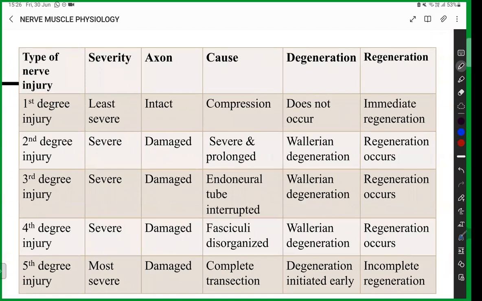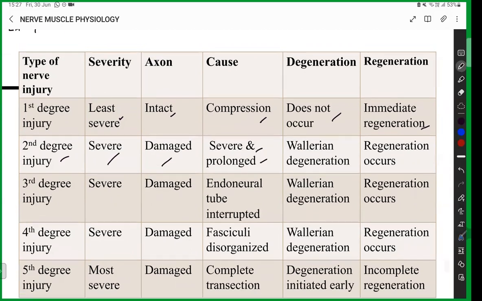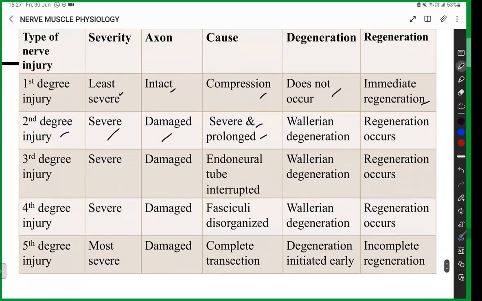Okay, so the tabular column is more than enough for you. Axon, how it occurs, how the severity will be, everything is given in this single tabular column. This tabular column is more than enough. 1st degree injury, least severe, axon is going to be intact, compression does not occur, degeneration, immediate regeneration occurs. 2nd degree, now severe damage will be there, severe and prolonged Wallerian degeneration occurs, again regeneration will be occurring.